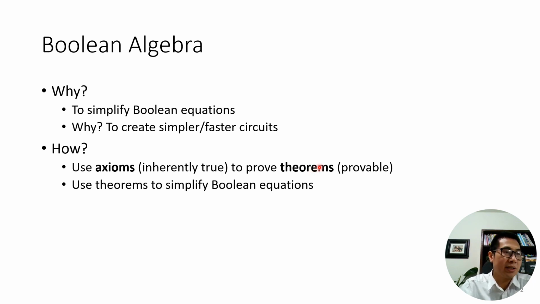And one of the best and simplest ways, probably, for a theorem with a small number of inputs is to simply prove it using a truth table. If the two sides have the same truth table, then they're going to be the same. Next, we'll learn some examples of how to use theorems to simplify Boolean equations.